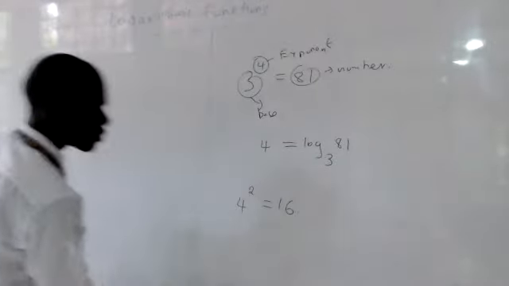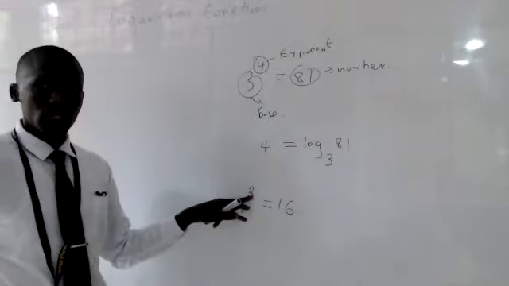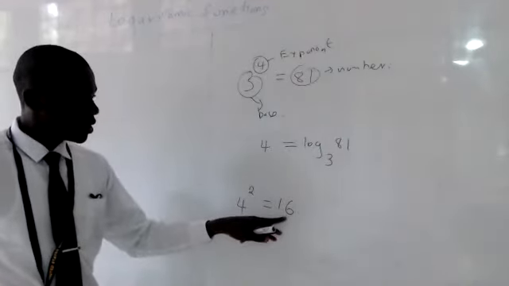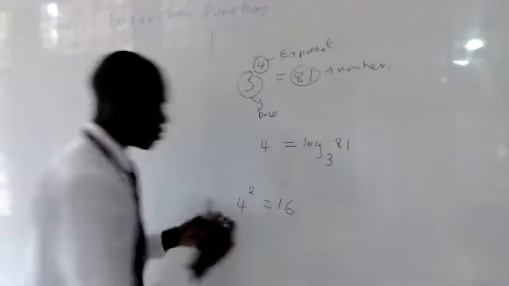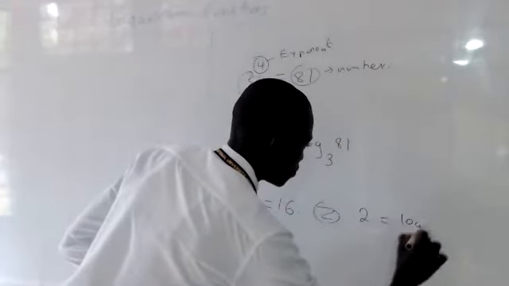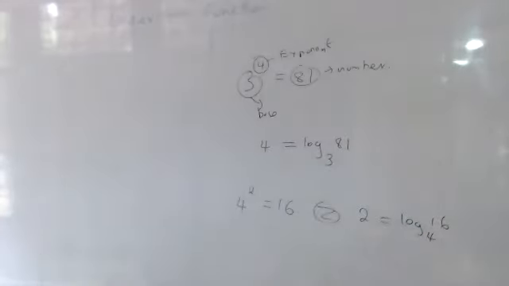2 equals log 16 to the base of 4. Yes, so you start with the exponent, which in this case is 2. Then the logarithm of the number is 16. So this says 2 is the logarithm of 16 to the base of 4. We use the same base.